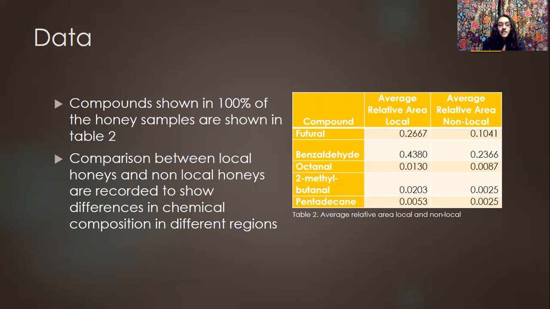So first we took a look at the compounds that were found in all 17 of our honey samples, and this includes butyryl benzaldehyde, octanal, 2-methylbutanol, and pentadecane. Using average relative area, we compared the composition in both local and non-local samples. This data shows the differences that the different regions have when it comes to chemical composition of each compound.